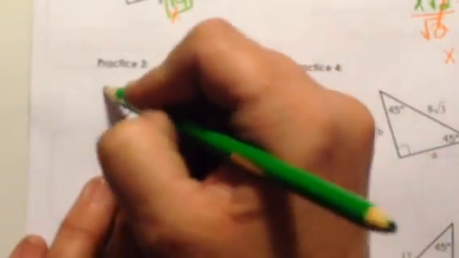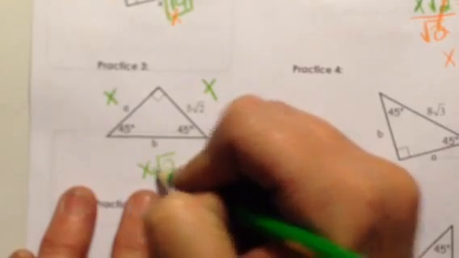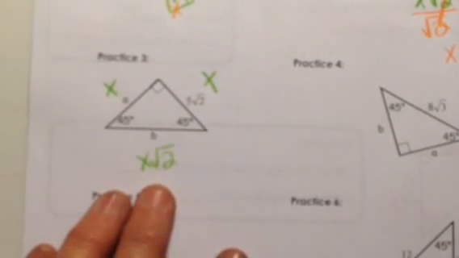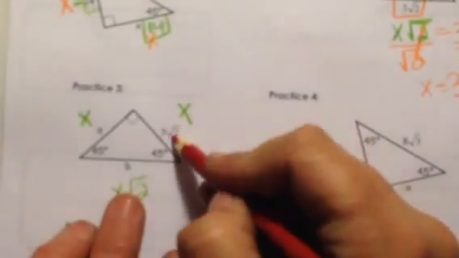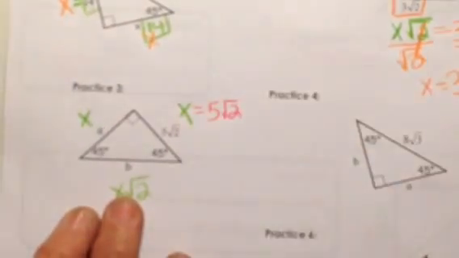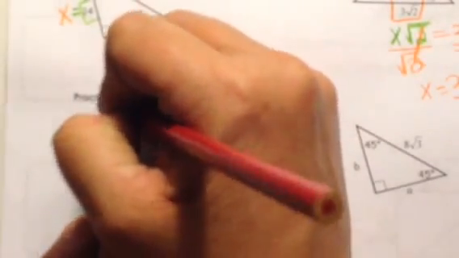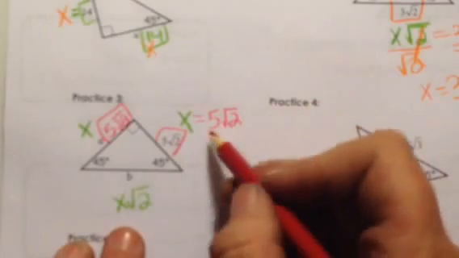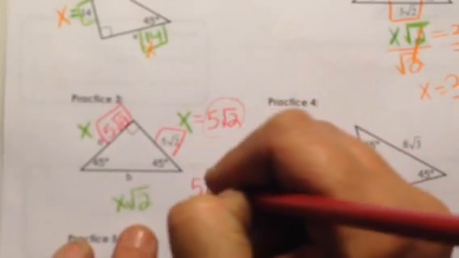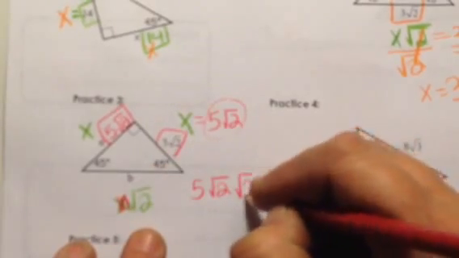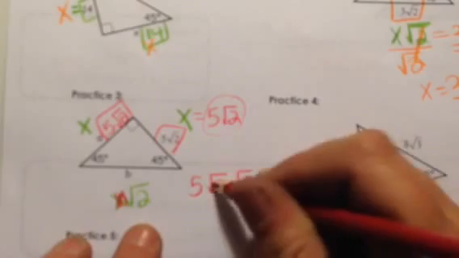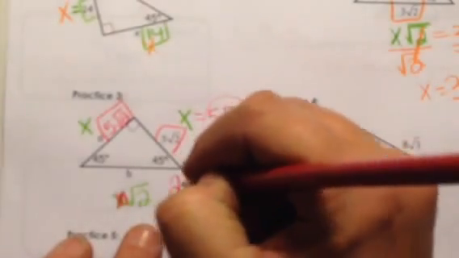Number 3. Once again, label your sides. Your pattern, x, x, x square root of 2. So here's our number. So x equals 5 square root of 2, which means this side is 5 square root of 2. And we've got to put this in place of x. So that's 5 square root of 2. And we still have the square root of 2. 2 like radicals, mark out. Takes 2 to pull 1 out. So B is actually 10.